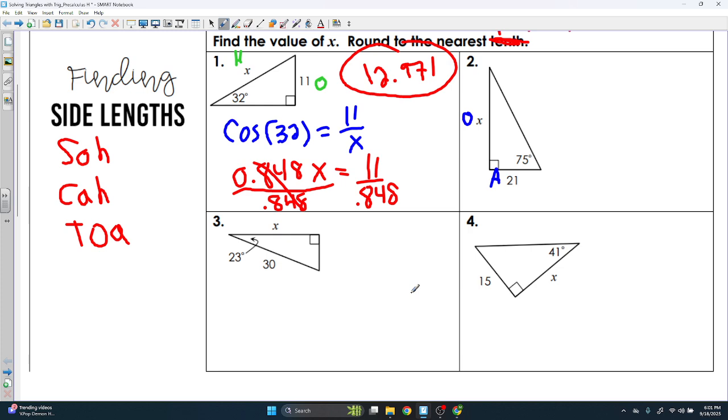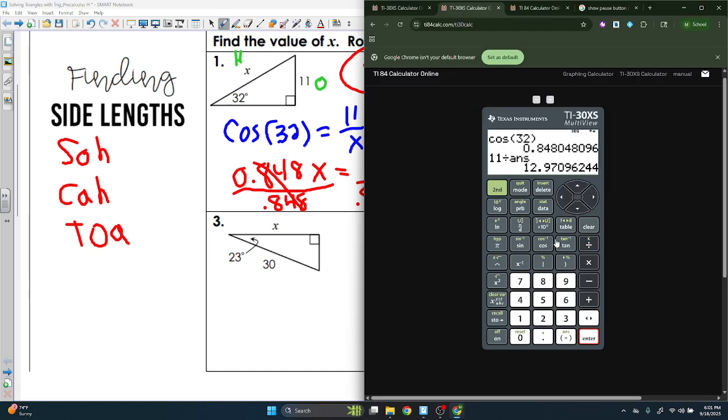Okay, let's try another one. Actually, let's do number 2, just because it's set up a tiny bit different than the last one. You'll see that the x is on the bottom this time, which in some ways is easier. So tangent of 75 is what we need.